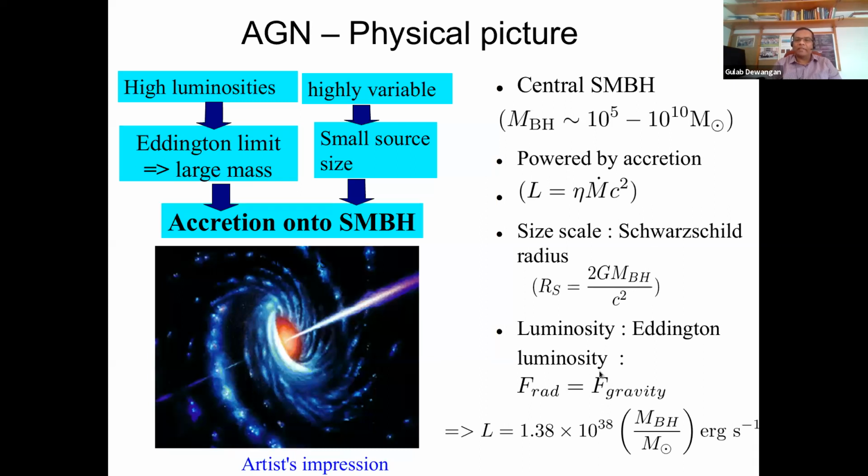So just to remember a few of the numbers, AGNs have masses of the order of 10 to the power 5 to 10 to the power 10 solar masses. They are powered by accretion with a luminosity which you can write as eta times M dot c squared. M dot is the accretion rate, and eta is the efficiency, which is of the order of 10%. It can be higher also, of course. The size scale, which one can think of as the Schwarzschild radius, is 2GM by c squared. And the luminosity is typically of the order of the Eddington luminosity, or somewhat lower than that.